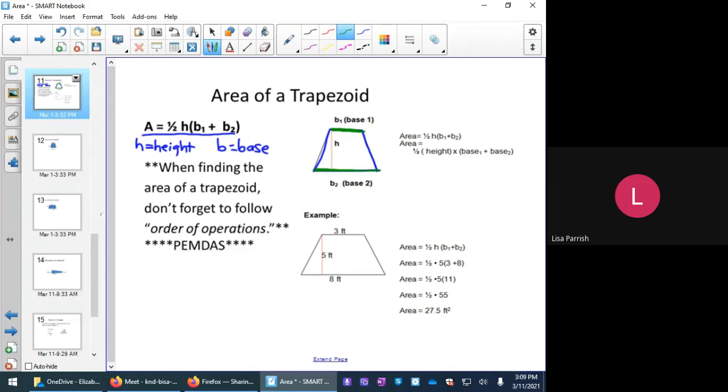So on a trapezoid, you want to find the 2 sides that are parallel. The same distance apart. Those will be your bases.